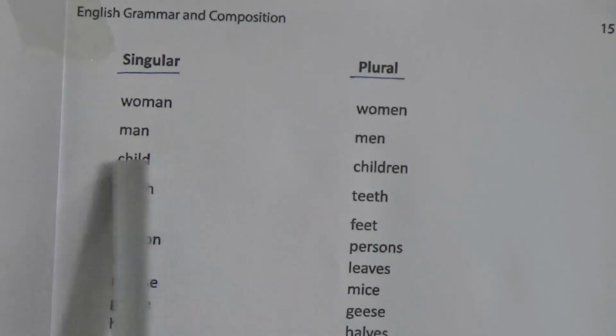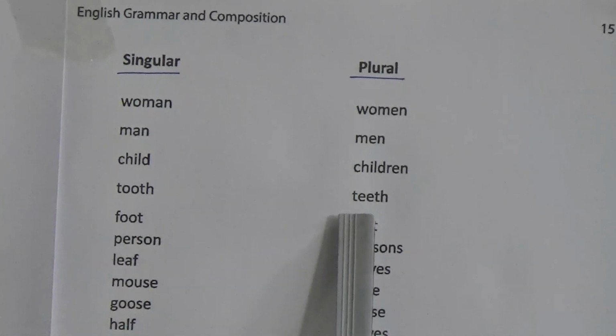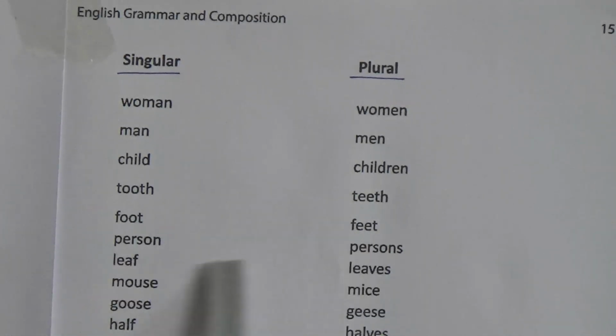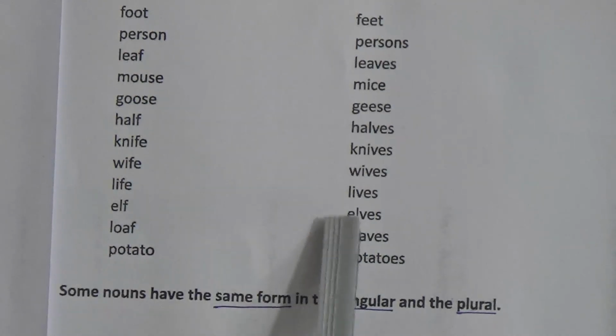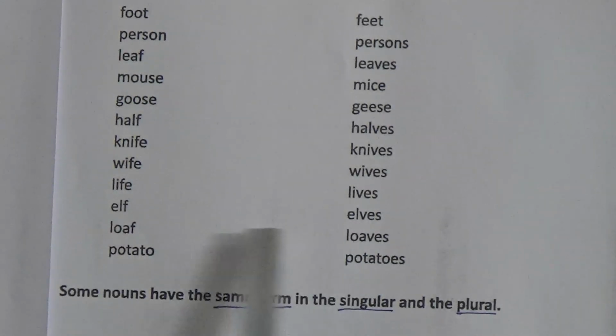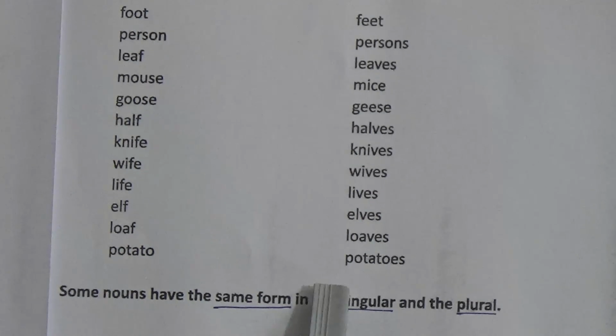Woman, women. Man, men. Child, children. Tooth, teeth. Foot, feet. Person, persons. Leaf, leaves. Mouse, mice. Goose, geese. Half, halves. Knife, knives. Wife, wives. Life, lives. Elf, elves. Loaf, loaves. Potato, potatoes. See, all these are taking different kinds of forms. So that's why they are called irregular nouns.